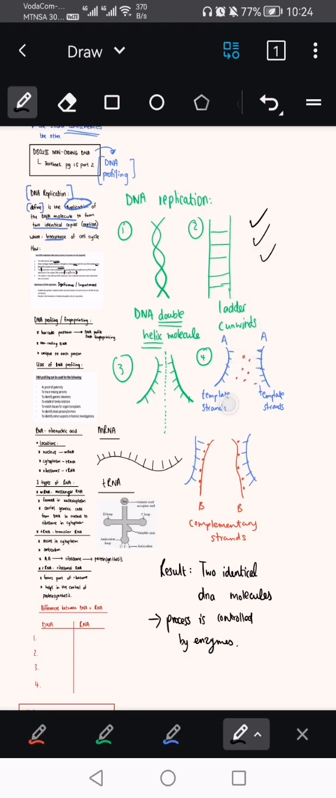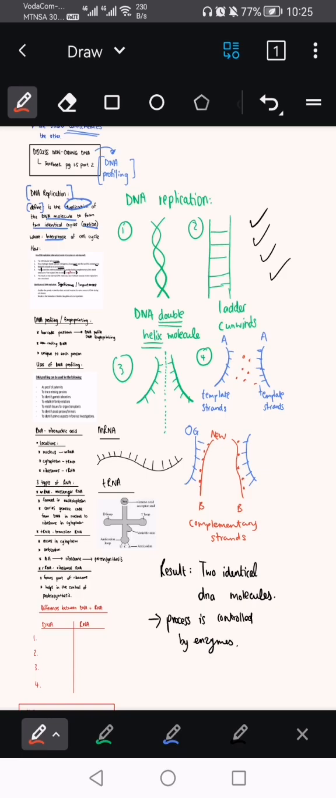Third mark. Free floating DNA nucleotides from the nucleoplasm complement the two template strands, forming complementary strands. Another mark. Resulting in two identical DNA molecules. You can add the other part where it says that two identical DNA molecules where each molecule consists of an OG. So we can see that each molecule, this would be the OG, the original, and then a new one. Right? The OG and the new. That is basically what they mean. The process controlled by enzymes.